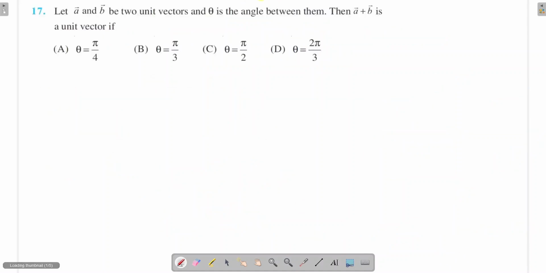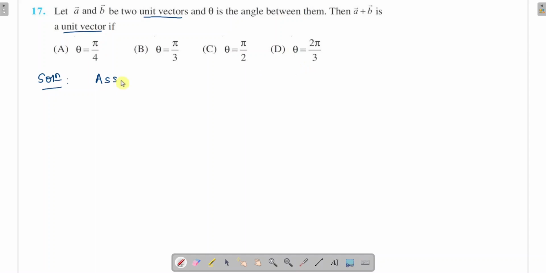Now the 17th problem, let us see. Let a bar and b bar be two unit vectors and theta is the angle between them, then a bar plus b bar is a unit vector if, and these four options are given to us. We have to select the correct one. So let us solve this problem. What is given is a bar and b bar are two unit vectors, and theta is the angle between them. Then a bar plus b bar is a unit vector if, right? So we have to assume that a bar plus b bar is a unit vector, and after assuming, we have to find the value of theta.